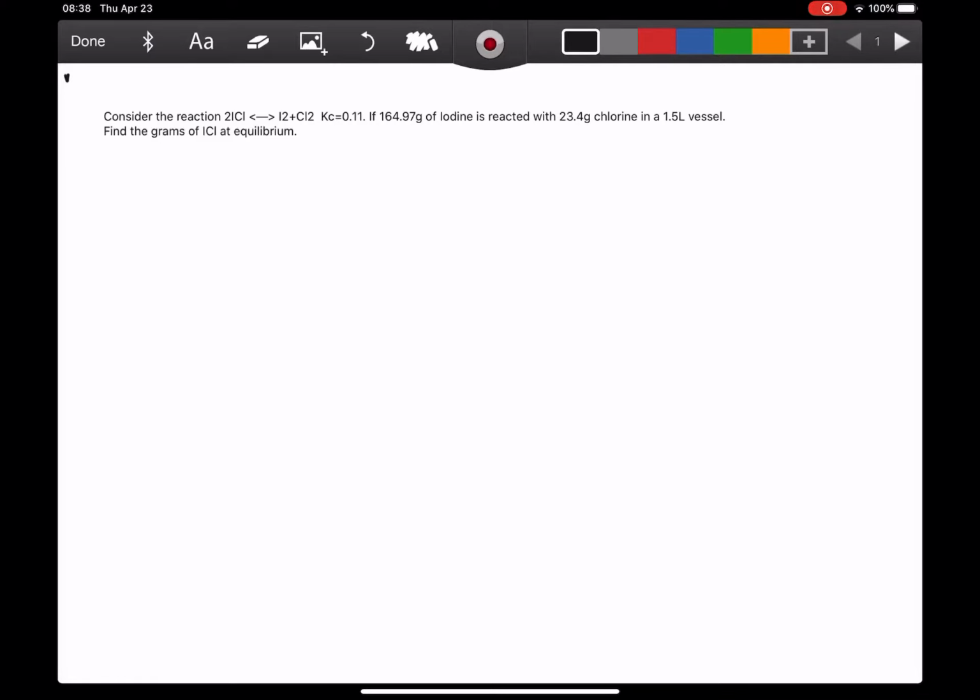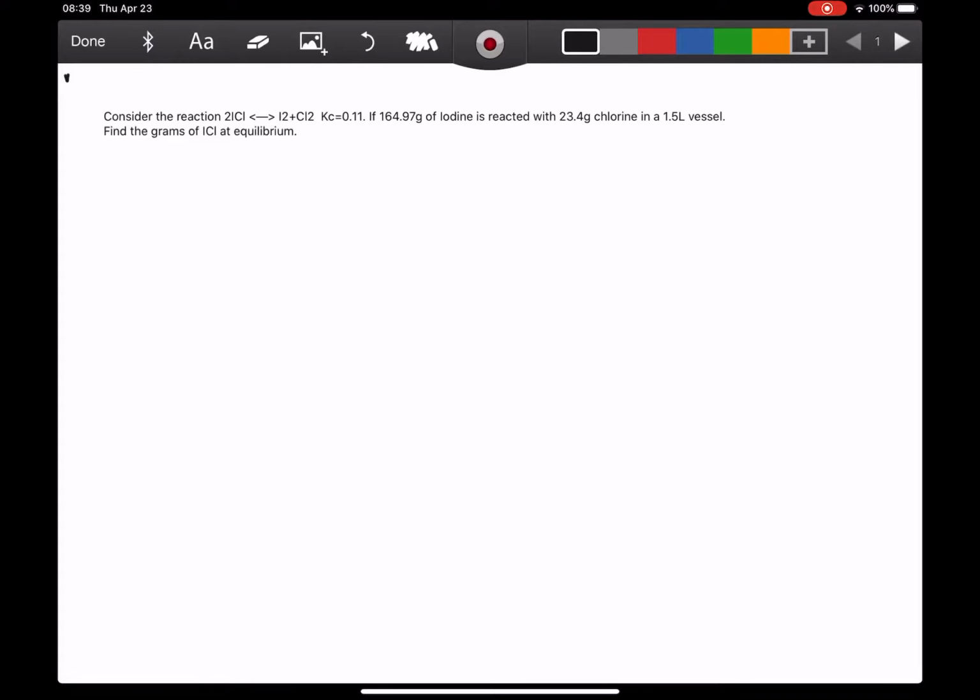We're given the Kc of 0.11, and we're asked if we start with 164.97 grams of iodine and 23.4 grams of chlorine, and we have a 1.5 liter vessel, how many grams of ICl will we have at equilibrium? So the first thing we need to do here is to go from grams to moles to molarity, because whenever we do an equilibrium problem, we need to know the concentration of everything, not the grams or the moles.